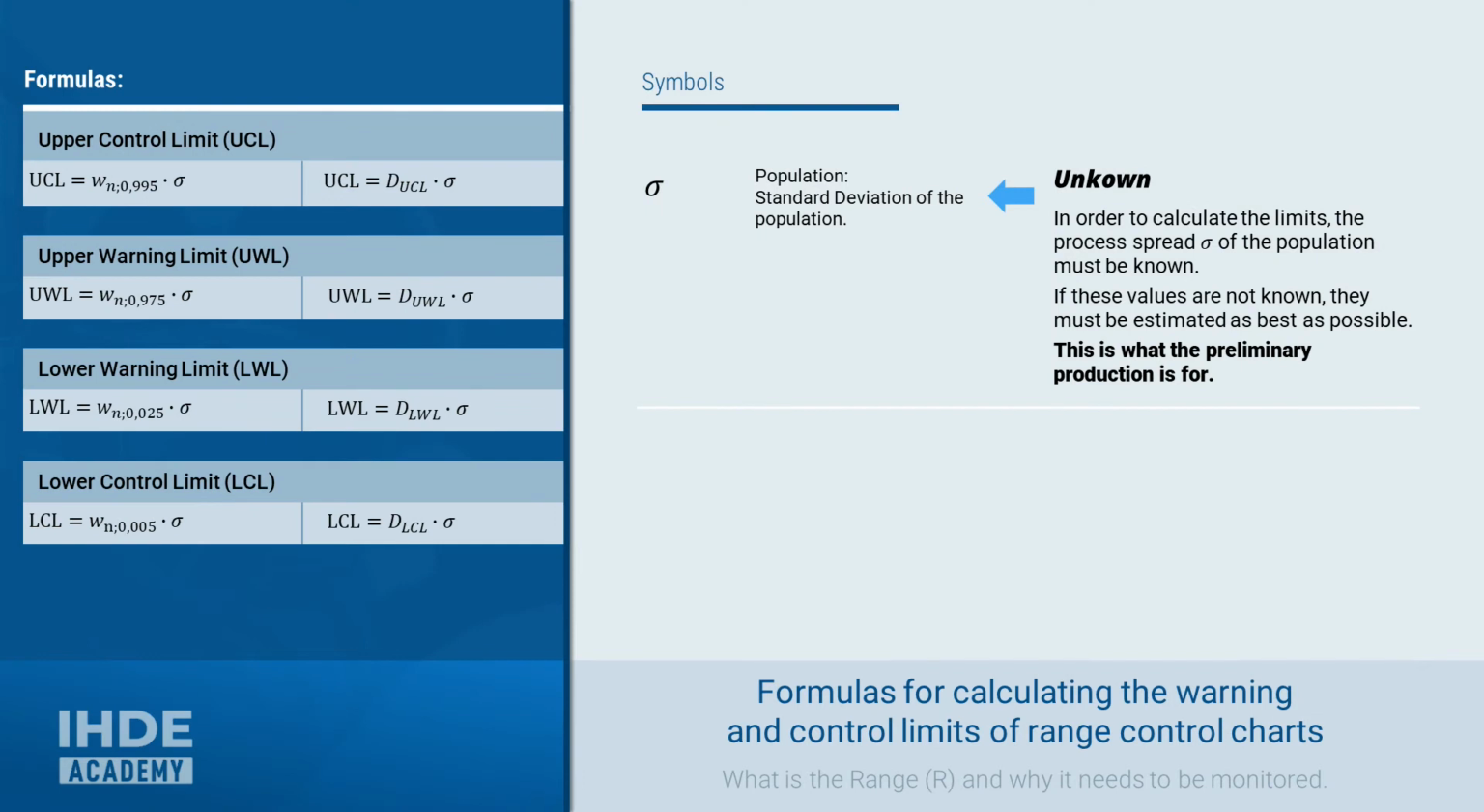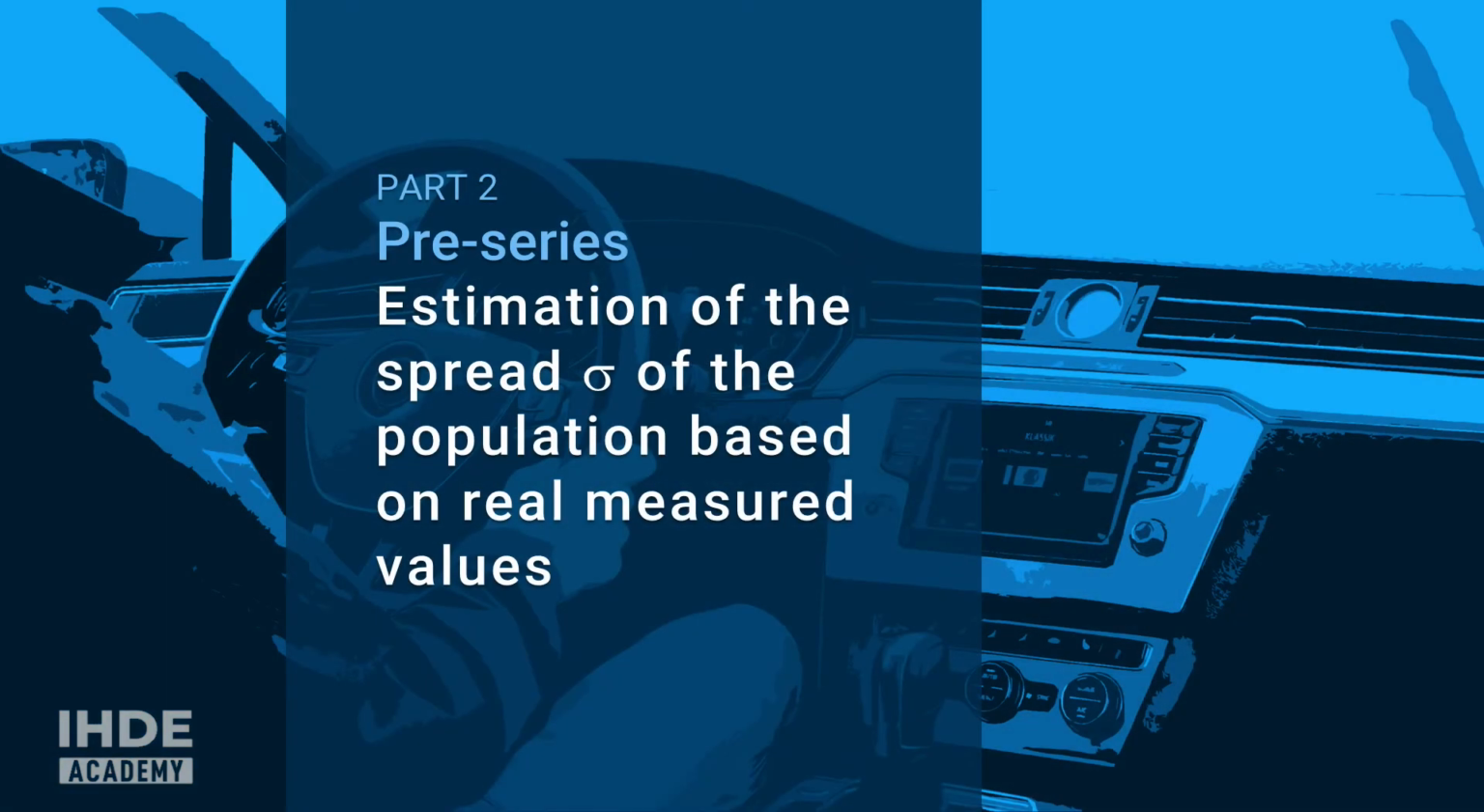To calculate the limits, the standard deviation of the population must be known. Since this is usually not known, it must be estimated as well as possible using a random sample. This random sample can be taken from an ongoing series production or from a pre-series. In this chapter, let's take a look at the results of such a pre-series and use the measurement results to calculate the ranges and the standard deviation.